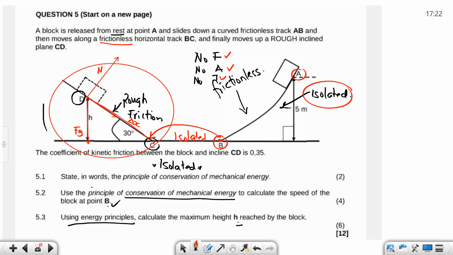This one now talks about it finally moves up a rough surface. The word rough simply tells you there is what? Friction. So take note. I once saw an exam question where they said, what is the velocity at C and why? The velocity at B is the same as the velocity at C because it is an isolated system. No energy is lost. It is an isolated system. No energy is lost. Make sense? All right. No energy is lost.